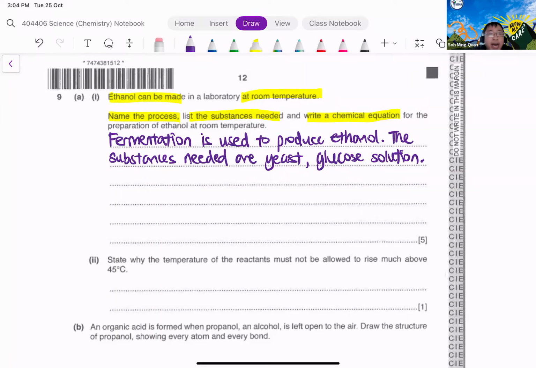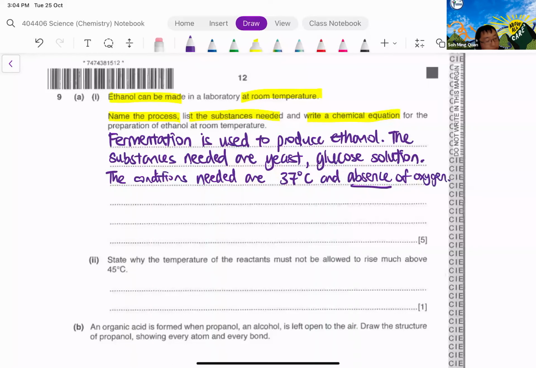Then you must be wondering, hey, where's the temperature? Where's the absence of oxygen? Mr. So has gone through this before. Those are not substances. Those are called conditions. The conditions needed are 37 degrees Celsius and absence of oxygen. You realize that this question doesn't require the conditions. That's not one of the things that the question wants. Nonetheless, let's just write it in for completeness' sake.